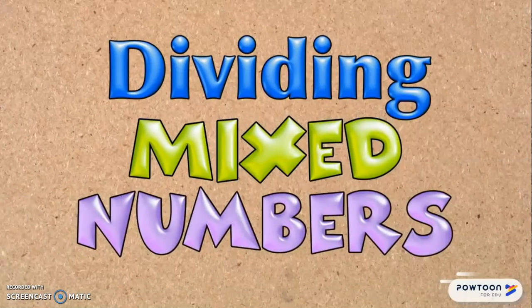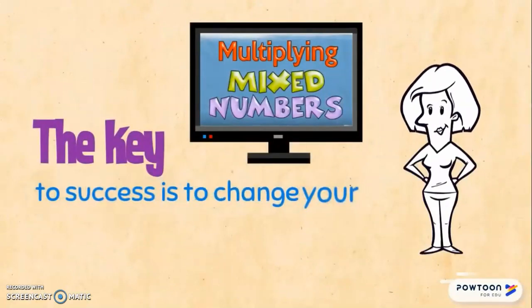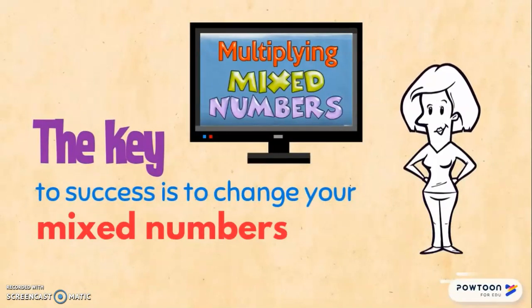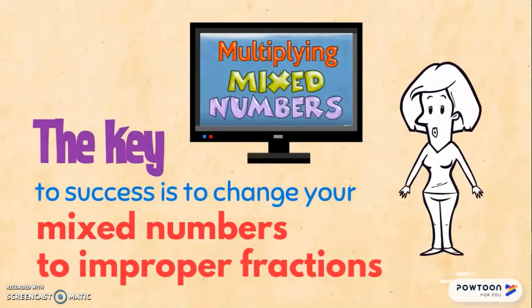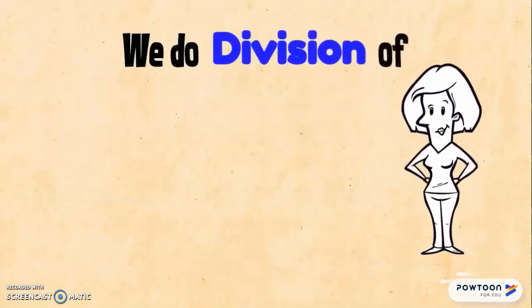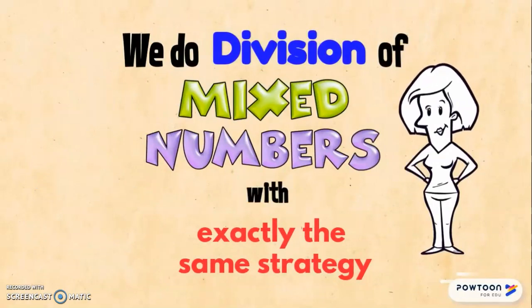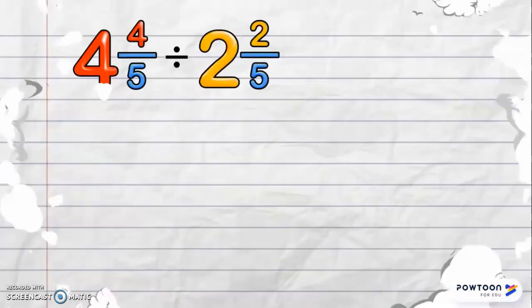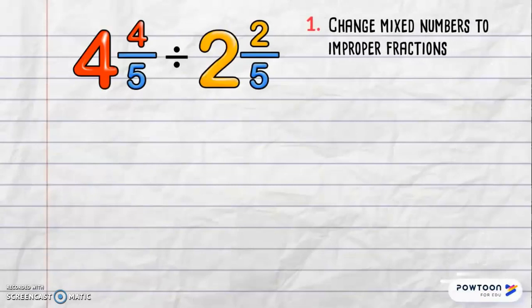Dividing mixed numbers. In my video on multiplying mixed numbers, you learned that the key to success is to change your mixed number into an improper fraction. Guess what? We handle division of mixed numbers with exactly the same strategy. Take a look. First off, we change the mixed numbers to improper fractions.